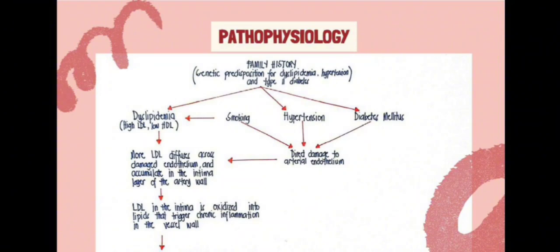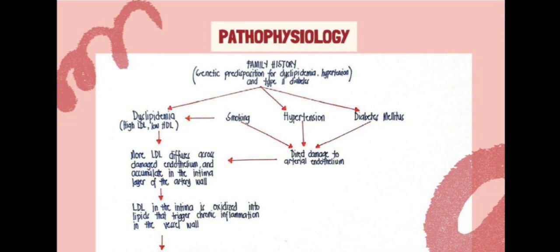Next is the pathophysiology of atherosclerosis. First, let's look at the risk factors. Atherosclerosis often starts with factors that increase the likelihood of developing high cholesterol, high blood pressure, or diabetes. These include genetic predisposition, smoking, unhealthy diet, lack of exercise, and chronic conditions like diabetes. These risk factors increase the chances of dyslipidemia, an imbalance of cholesterol levels in the blood, leading to the development of atherosclerosis.